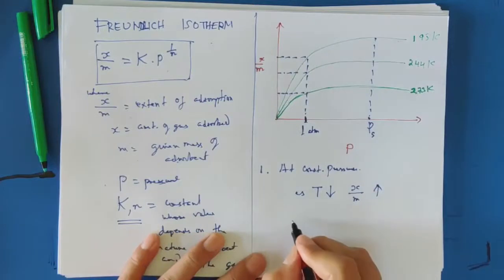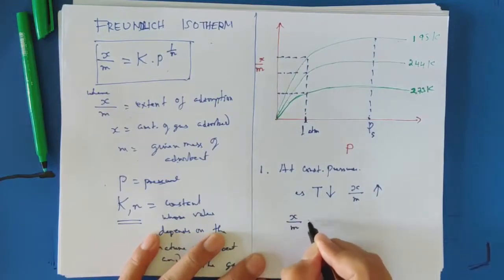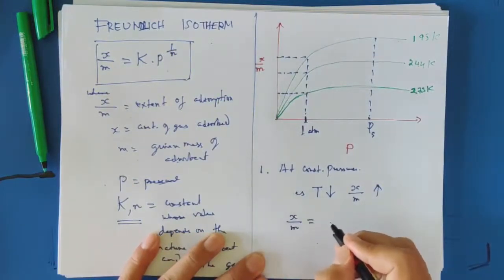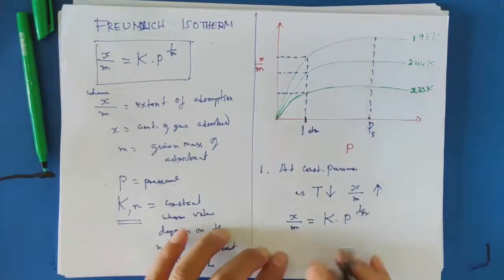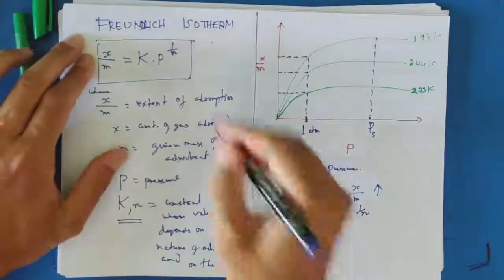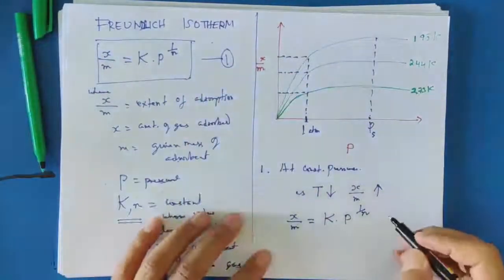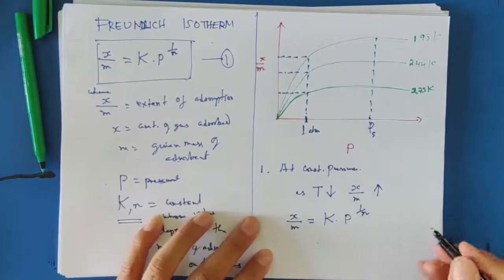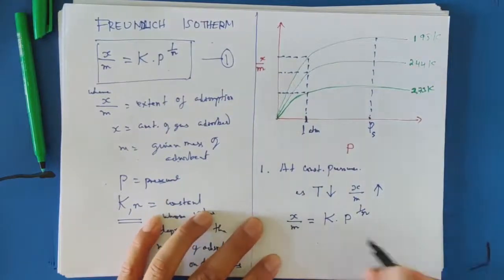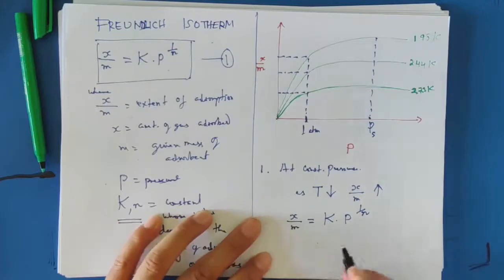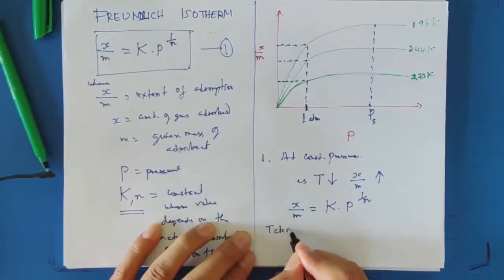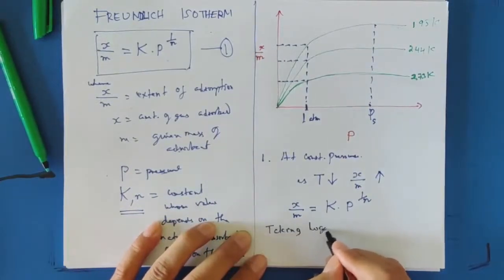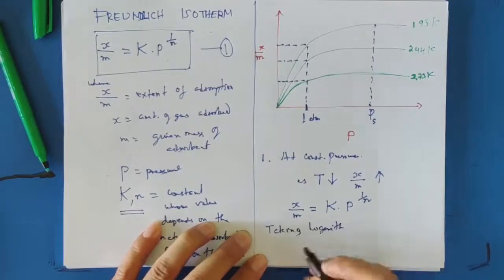Good point. When x by m is equal to k p to the power 1 by n, equation 1, x by m is given by this and it increases. So take logarithm. Taking logarithm, natural log, obviously natural log.